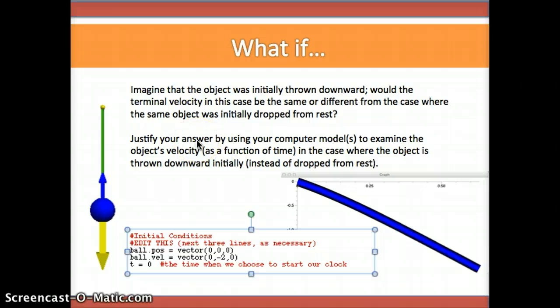Finally, we come to the what-if question. I set my initial velocity such that it starts at -2 meters per second in the y direction. As we see by the diagram, however, this does not change the length of the arrows for the drag force and the weight force. The two are still not equal in the time frame. Thus, we can conclude the terminal velocity does not change.